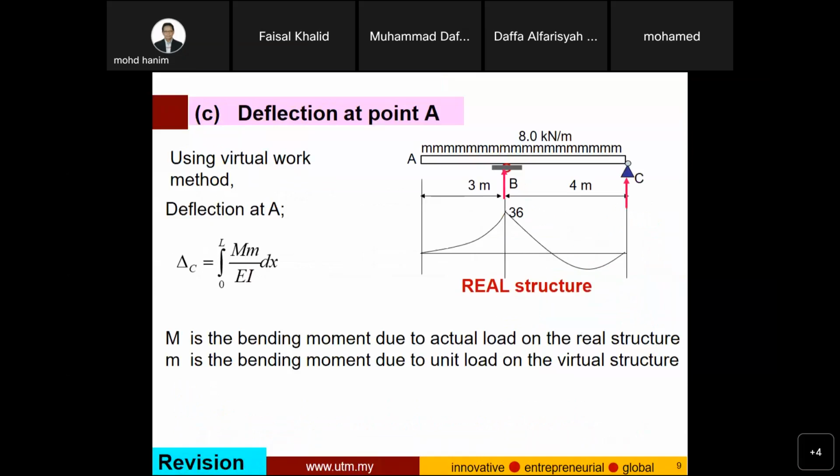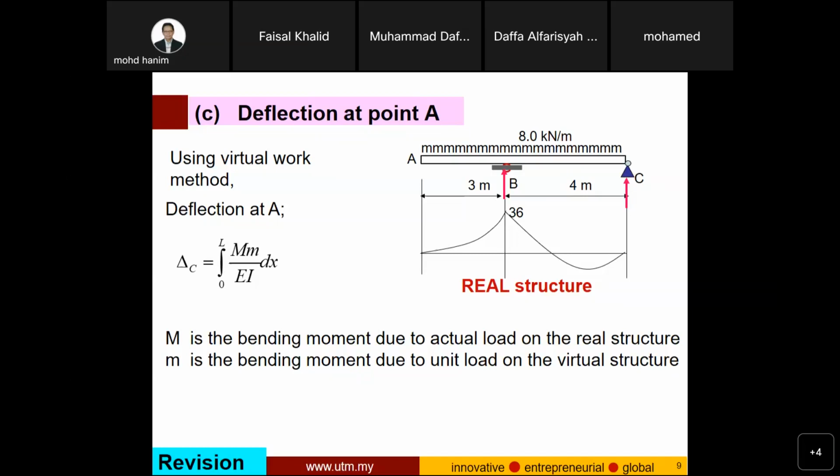Okay, third question. What is the deflection at point A? As we have done so far, there are 4 methods of deflection: double integration, Macaulay method, virtual work method or unit load method, and the last one is the moment area method that we did last week, last Thursday.